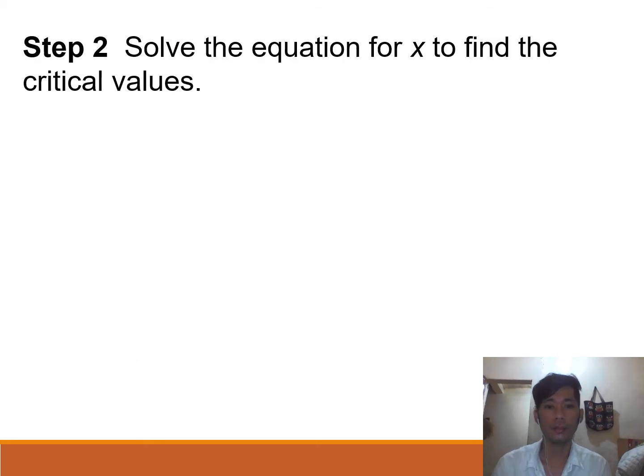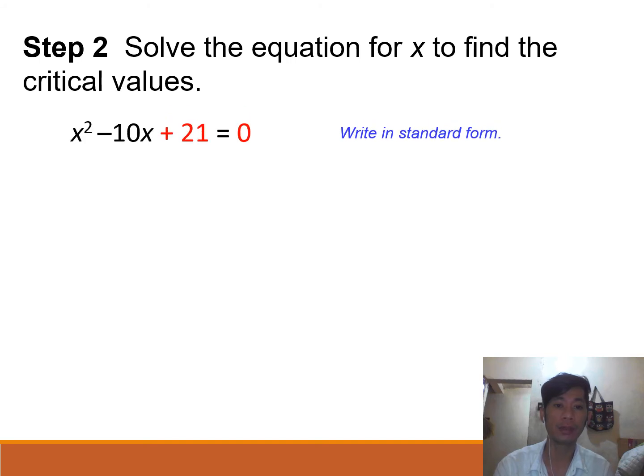Then, step 2, solve the equation for x to find the critical values. To find the critical values, first write the equation in standard form. This will become x squared minus 10x plus 21 is equal to 0. Then, after writing in standard form, you may use any method on how to find the roots or the solution of quadratic equation.